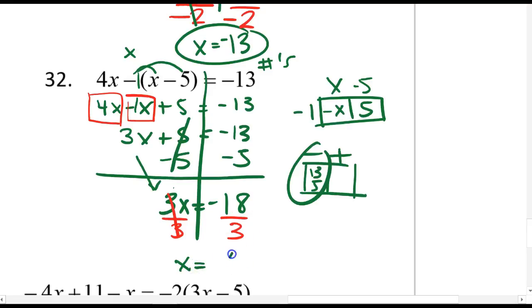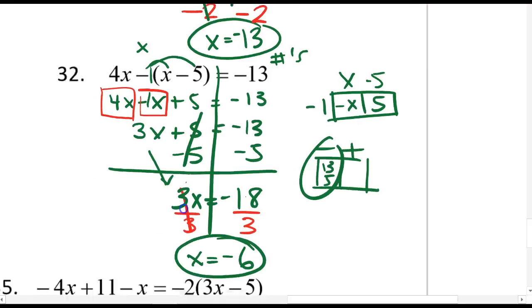Okay, 18 divided by 3 is 6. Negative divided by positive is a negative 6. X equals negative 6. Okay.